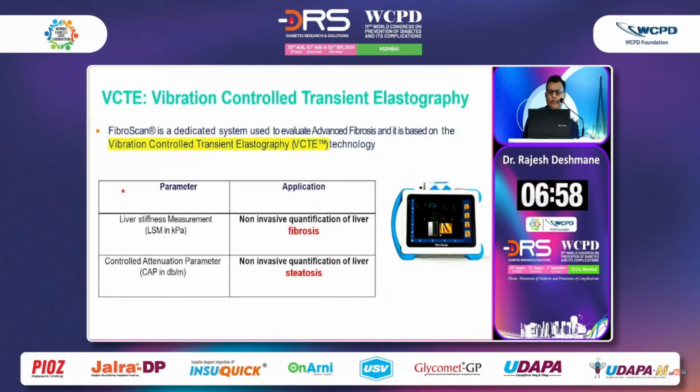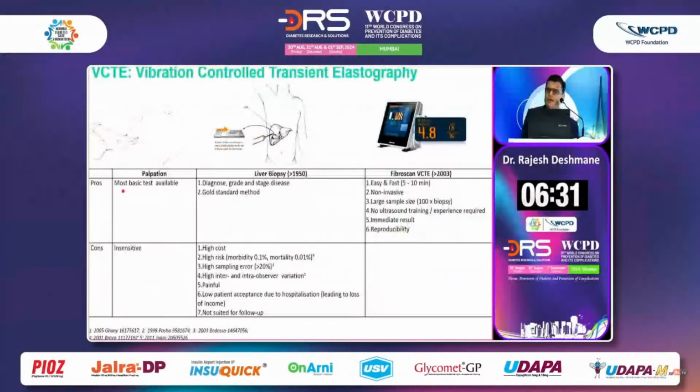And what is vibration controlled transient elastography, which we call fibroscan? Fibroscan is a very good non-invasive method to look at the fibrosis part as well as the steatosis part. The liver stiffness measurement, that is LSM, is a very good marker for fibrosis, and the CAP, that is controlled attenuation parameter, is a very good marker of steatosis. Previously, we were thinking that liver biopsy is the gold standard, but right now the data suggests that fibroscan is highly sensitive as well as specific for liver fat content as well as liver fibrosis. It's a very easy test to perform, just a 5 to 10 minute job, non-invasive, and very reproducible.